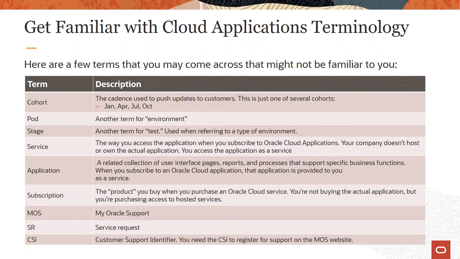A few acronyms may surface from time to time. Well, probably many acronyms will surface, but three that you do need to be aware of at this early stage. MOS for My Oracle Support, SR, where you will submit your service request to My Oracle Support, and you will need to provide your customer support identifier, and we'll see how to obtain that a little later, but that is the so-called CSI.